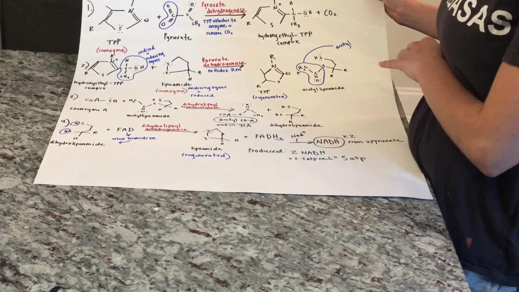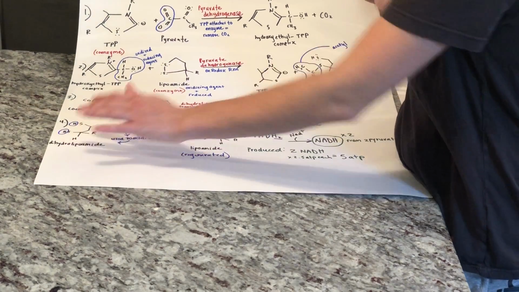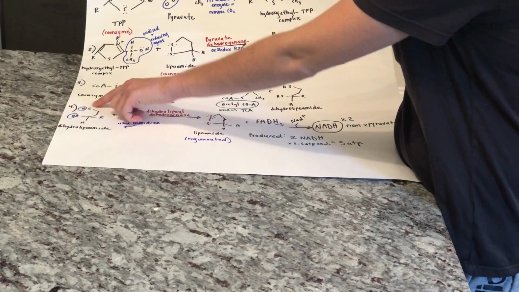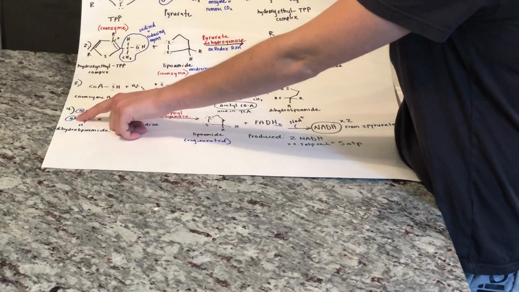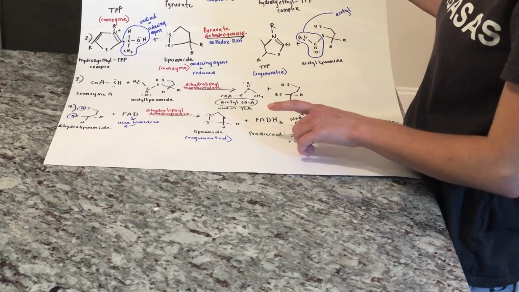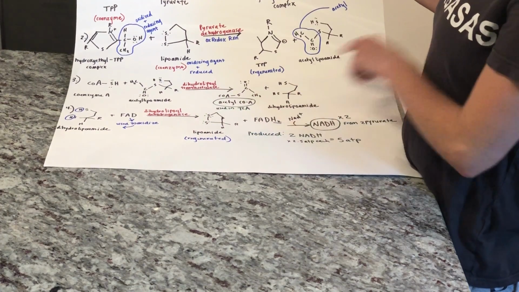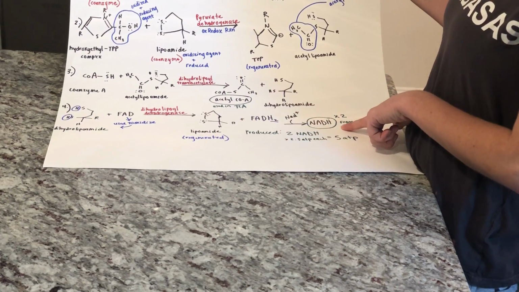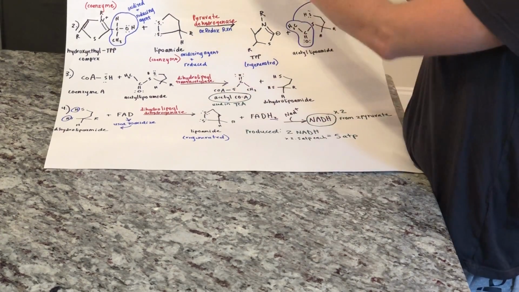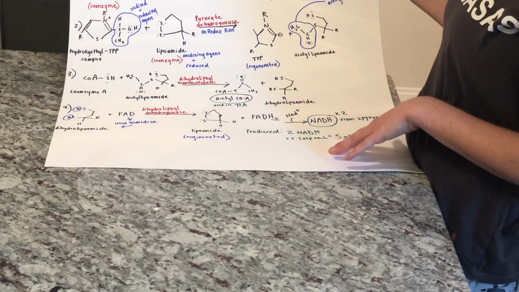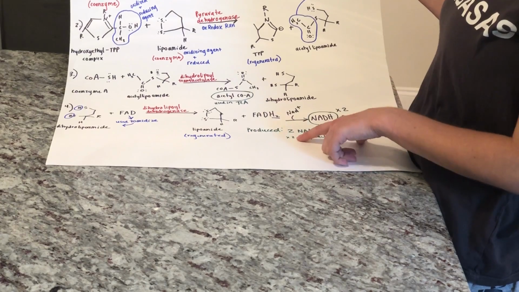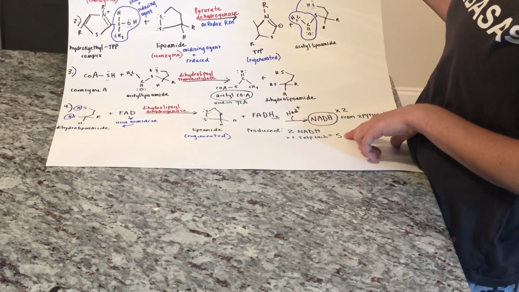And then from here, we're going to go into step 4, where the dihydrolipoamide, we're going to take the hydrogens off, and we're going to produce FADH2, which we know is then going to produce into NADH. Since we had 2 pyruvates at the beginning of this, we're going to produce 2 NADHs, each of which is worth 2.5 ATP each.